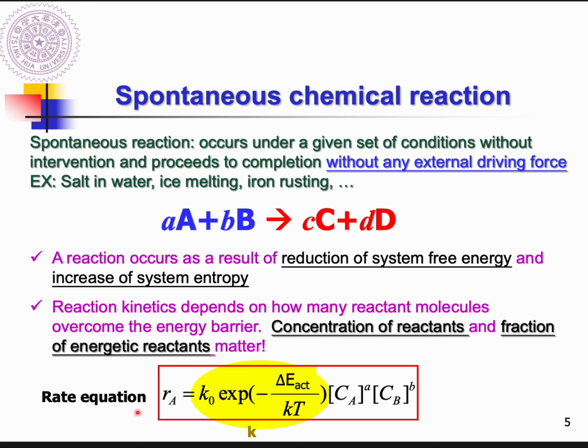For the rate equation, some people use the consumption of reactant A, and some people use the generation rate of product C to express it. All are fine, all are okay. You can use different descriptions to describe how fast these reactions are, okay?